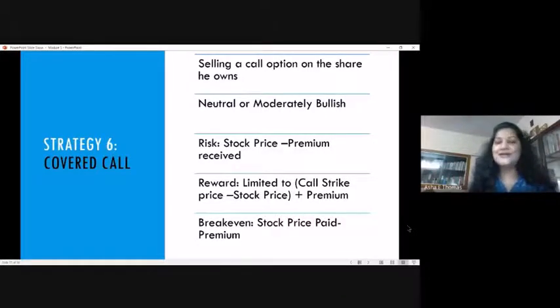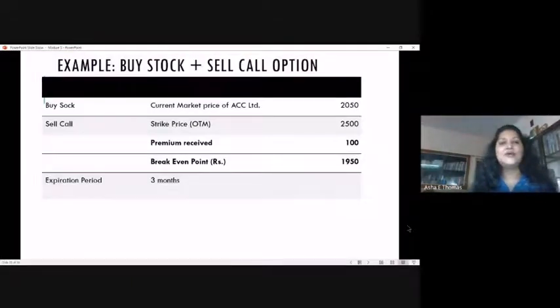Now let's look at a real-time example. Here, buy stock, sell call option. That's the strategy. Buy stock at the rate prevailing in the market, maybe the spot rate applicable when you are buying. Buy stock, you keep it with you, and then you sell the call. Most of it would be out of the money.